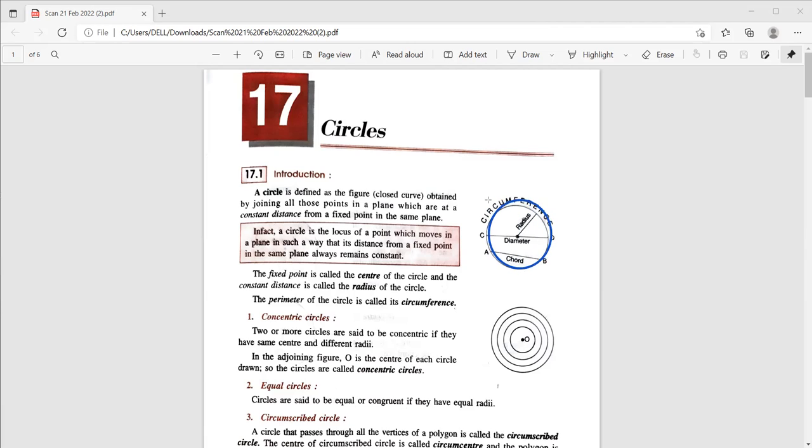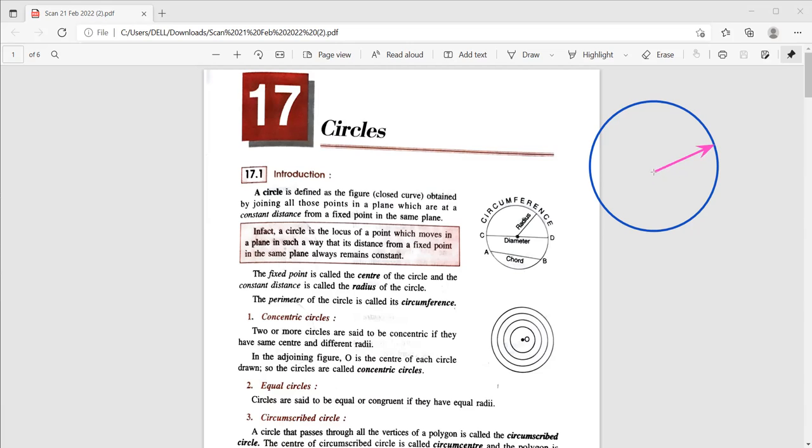See, I draw a circle. So what you see here is a set of points, and these all points are equidistant from a fixed point. So see, this point is the fixed point. Where is the fixed point? Here, the point about which this is revolving. It is originating from that fixed point, which is the center.